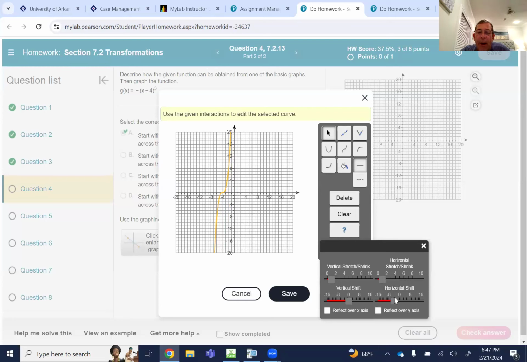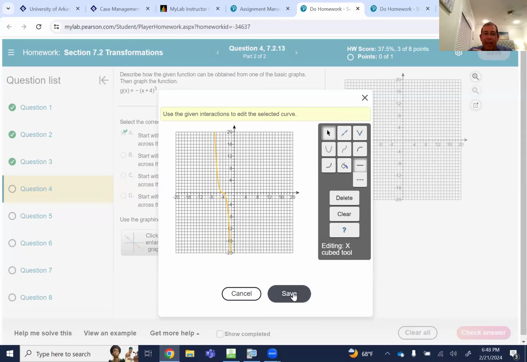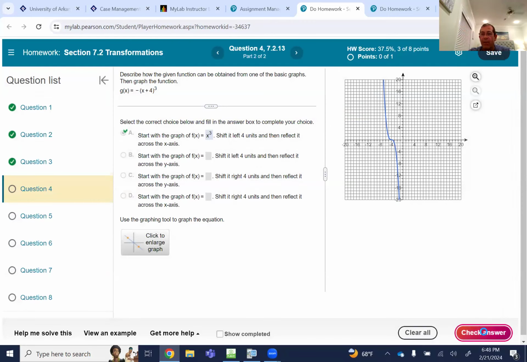And then on the very bottom, it says reflect over x-axis. Watch my graph when I click that. The graph was going uphill left to right. It's now going downhill left to right. So do your 2 moves in them slide box controls. Save that, and then check your answer.